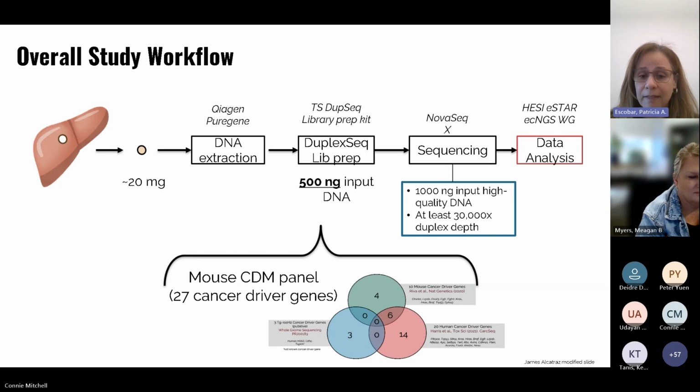Again, the mouse panel we used is the same mouse panel that was identified as part of the PCV126. If you can see in the bottom part of the slide, it has 27 cancer genes identified, and that's what we tried to target. Go to the next slide.